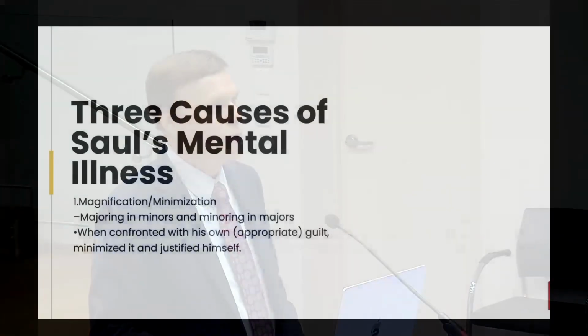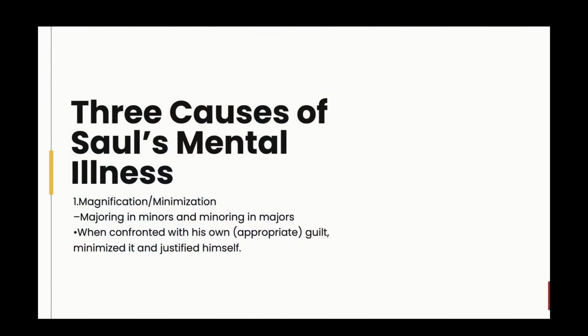And when confronted with his own appropriate guilt, Samuel the prophet came to him and said, yeah, we won this battle, but there's a lot of things you didn't do right here. And Saul says, why don't you talk about the things I did do right? We won. And he began to minimize his issues.